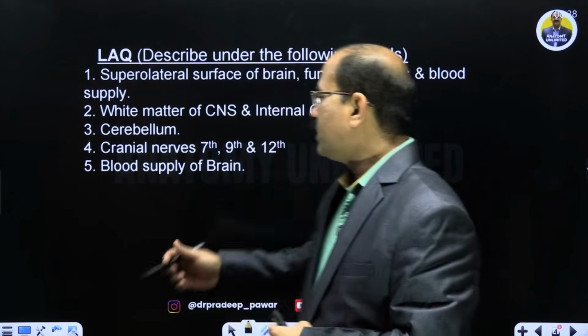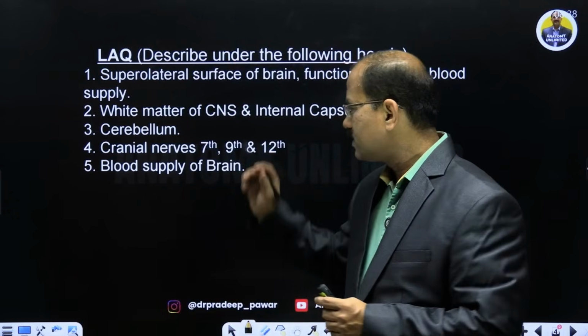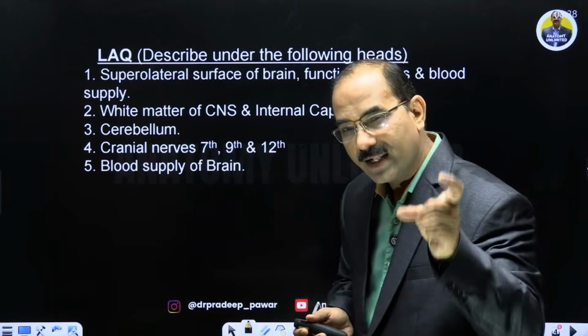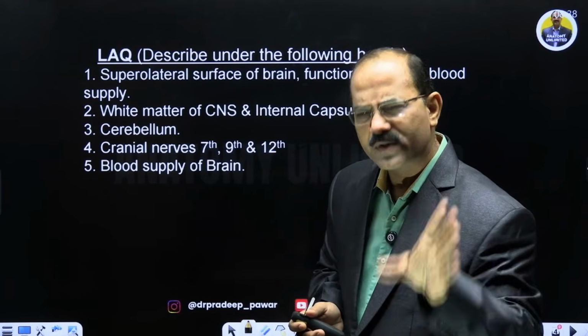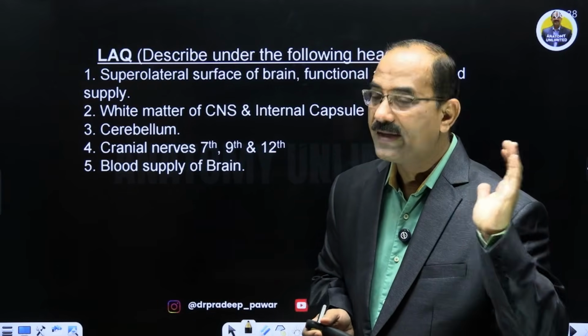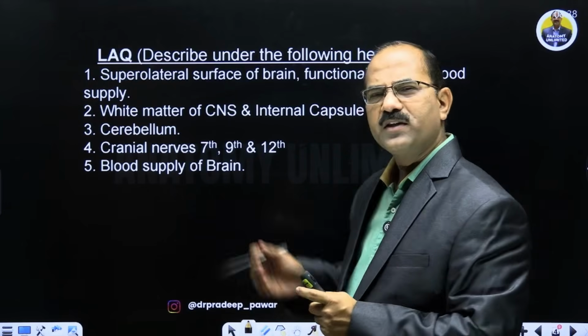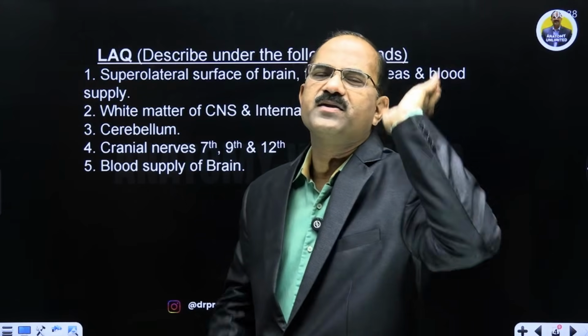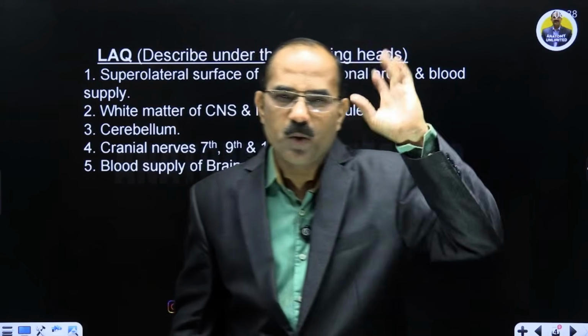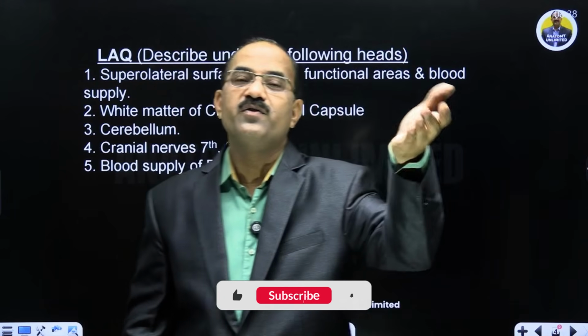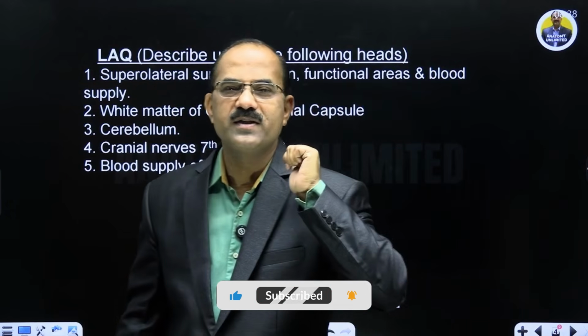Then बच्चों, cranial nerves. These are the cranial nerves which are asked as LAQ. वैसे 3, 4, 6 भी पूछ सकते हैं, but 3, 4, 6 is generally an SAQ. 7, 9 and 12 cranial nerves are generally always asked. तो उसके पहले तो functional components आपको लिखना है cranial nerves के. Then you have to write about the nuclei of the cranial nerves.